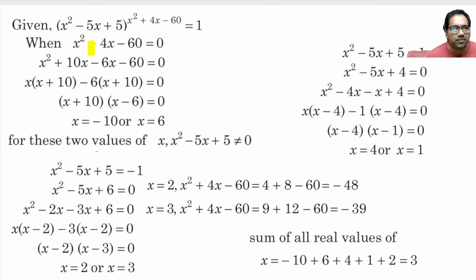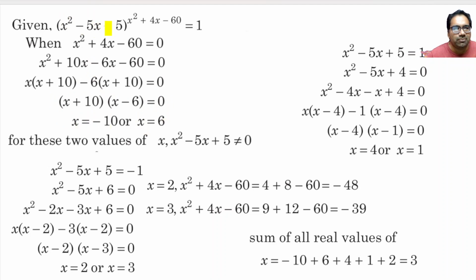What is this? We can simplify x square plus 4x minus 60. 4x we can write as 10x minus 6x because 10 into minus 6 is minus 60. We simplify this as x into x plus 10 minus 6 into x plus 10. That is x plus 10 into x minus 6 equals 0. x equals minus 10 or x equals 6.